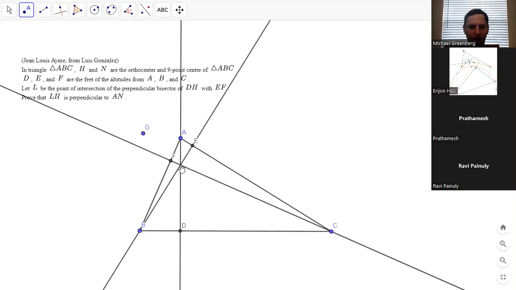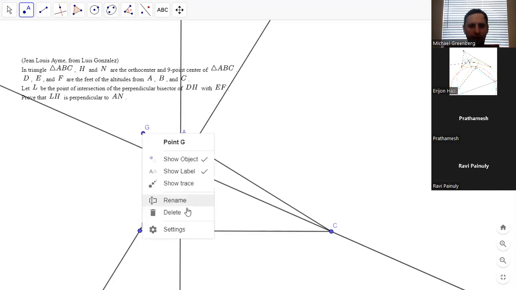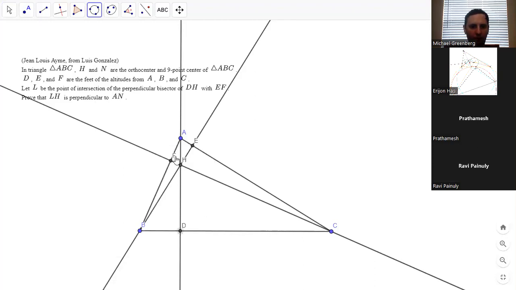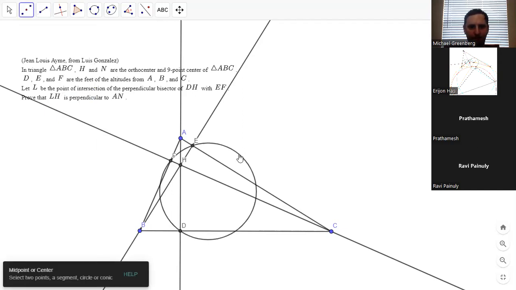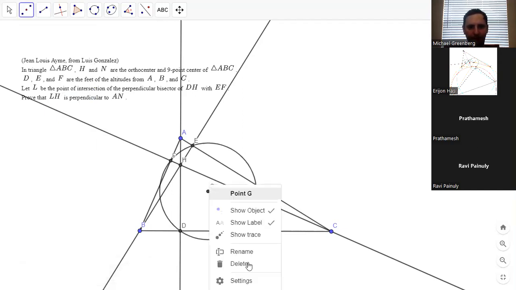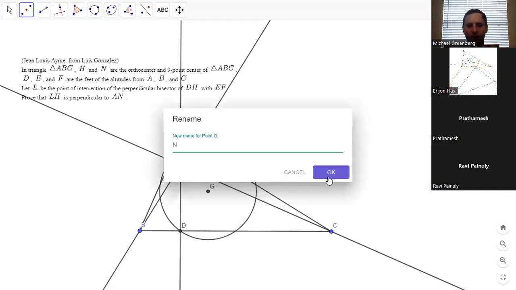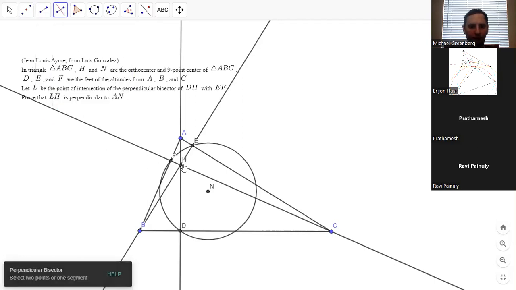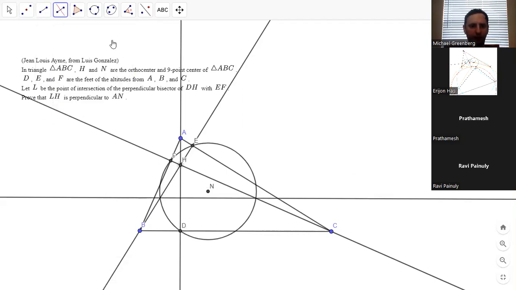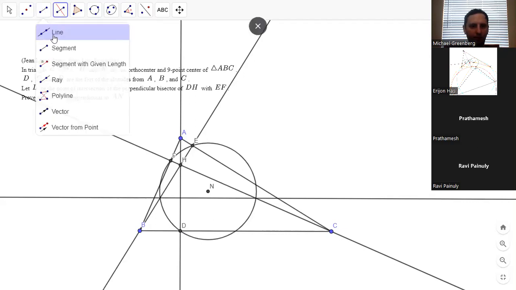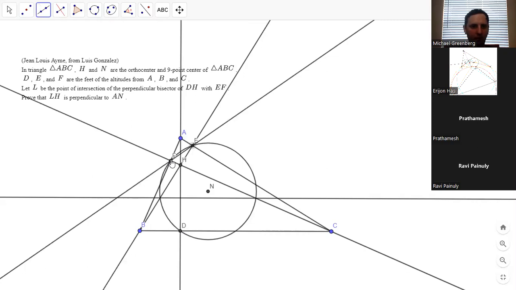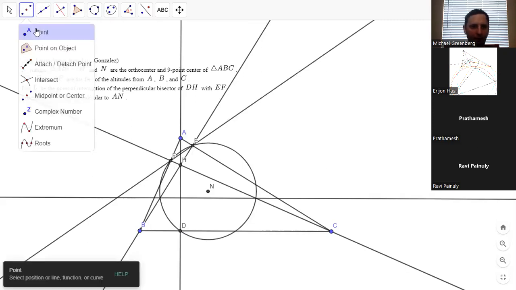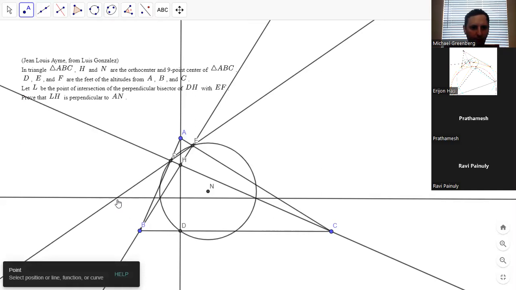And then H is the orthocenter, and then we want to draw the 9-point center. So we can just draw this circle, and then the center of it will be the 9-point center. Call it N. And now we draw the perpendicular bisector of BH. We see, where does it meet EF? And we call it L. And we want to show that LH is perpendicular to AN.